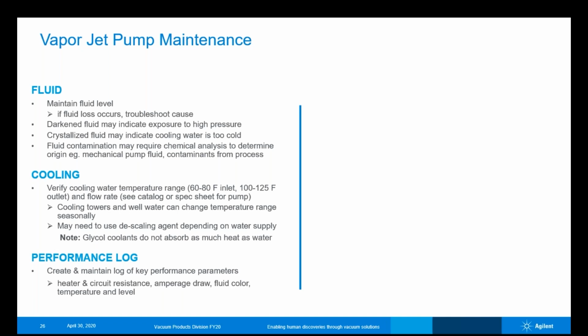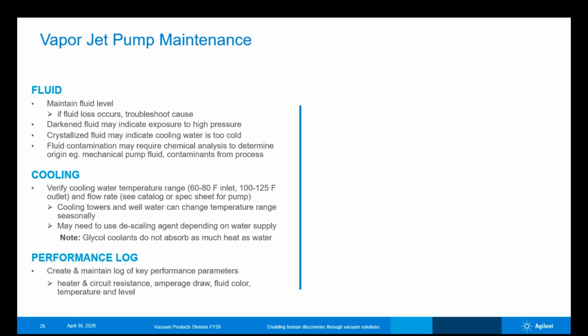If we are losing fluid in our pump over time, we need to troubleshoot the cause. Maybe the exhaust baffle isn't put in properly. Changes in color of the fluid may indicate exposure to high inlet pressure or some sort of a breakdown mechanism, depending on what gas species we're pumping. We need to be aware of crystallized pump fluid. I've come across this a few times in using diff pumps. In the boiler section of the pump we're going to see almost like granules or crystallized oil, and that can indicate problems with the cooling water.